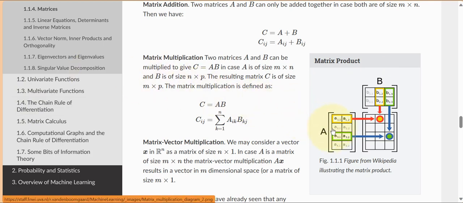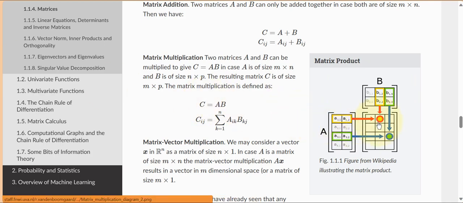And then the size of the resulting matrix will come from the number of rows of A, and that's here, and the number of columns of B, that's here. So that's a nice diagram.